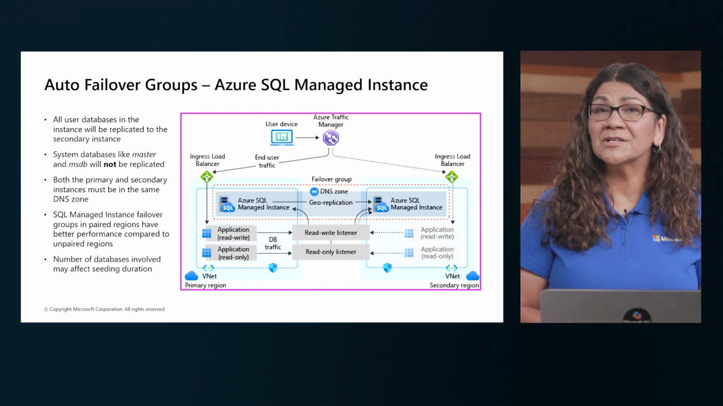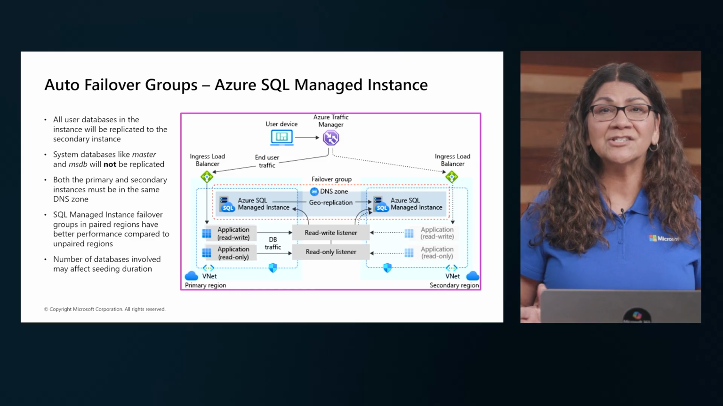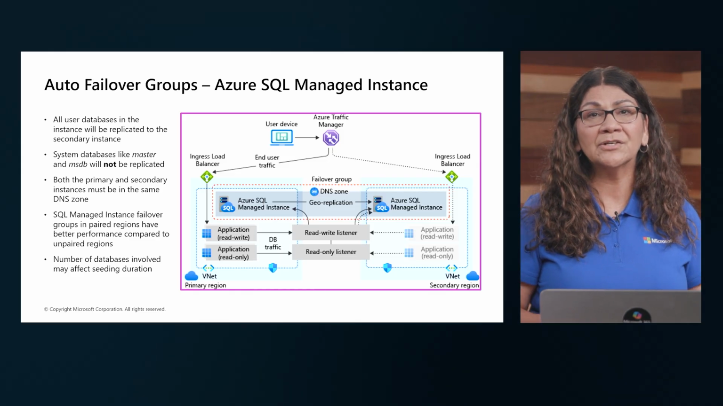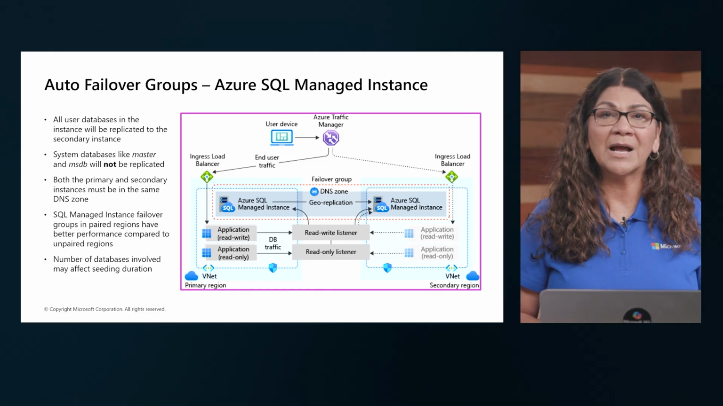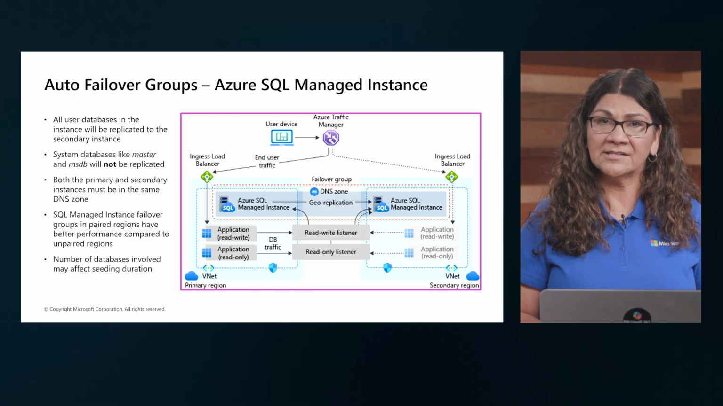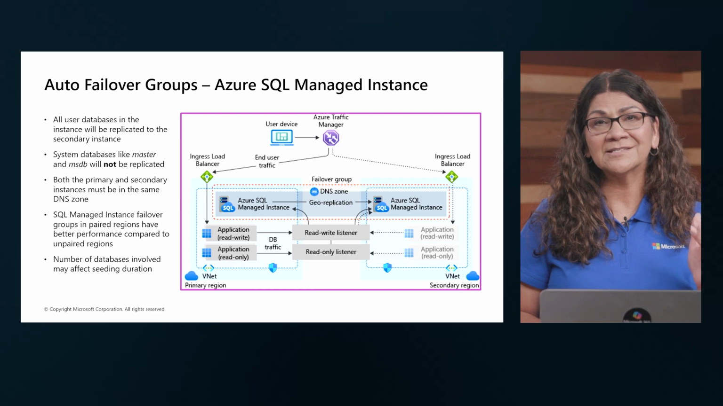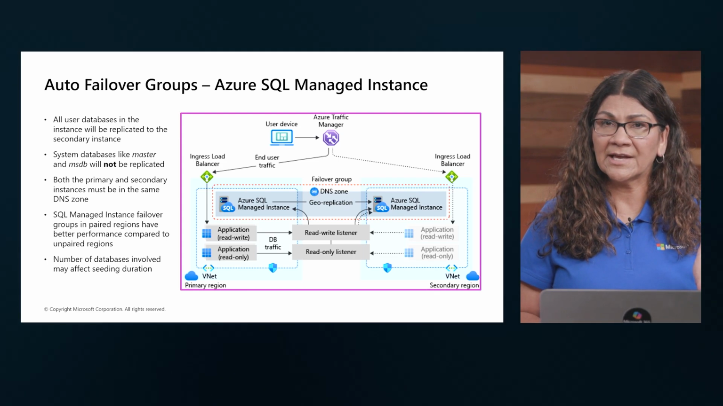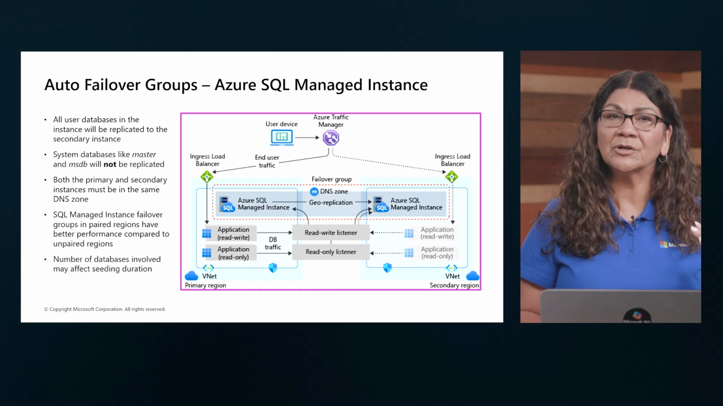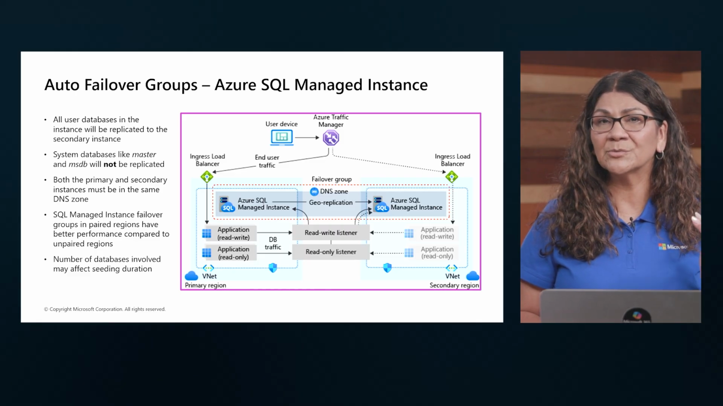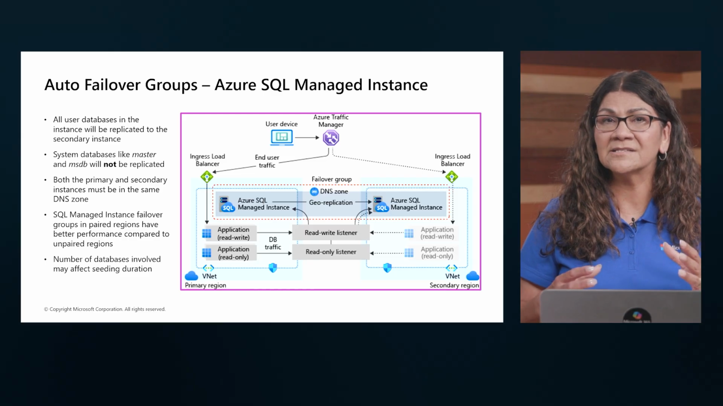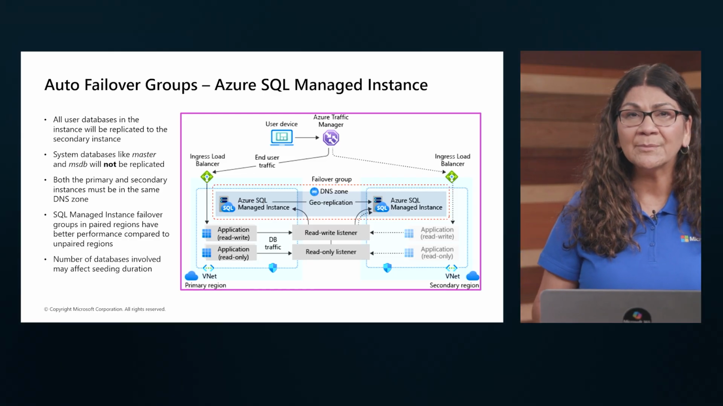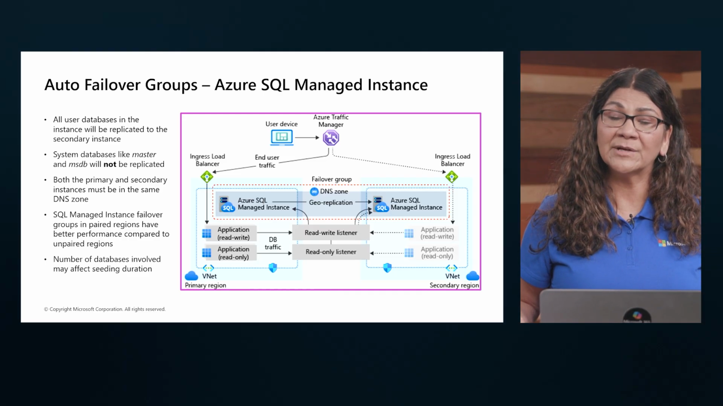Auto failover groups ensure high availability and disaster recovery by replicating all user databases from a primary instance to a secondary instance in a different Azure region. System databases like master and MSDB are excluded from replication. The configuration requires both instances to reside within the same DNS zone, and performance is optimized when using paired regions.